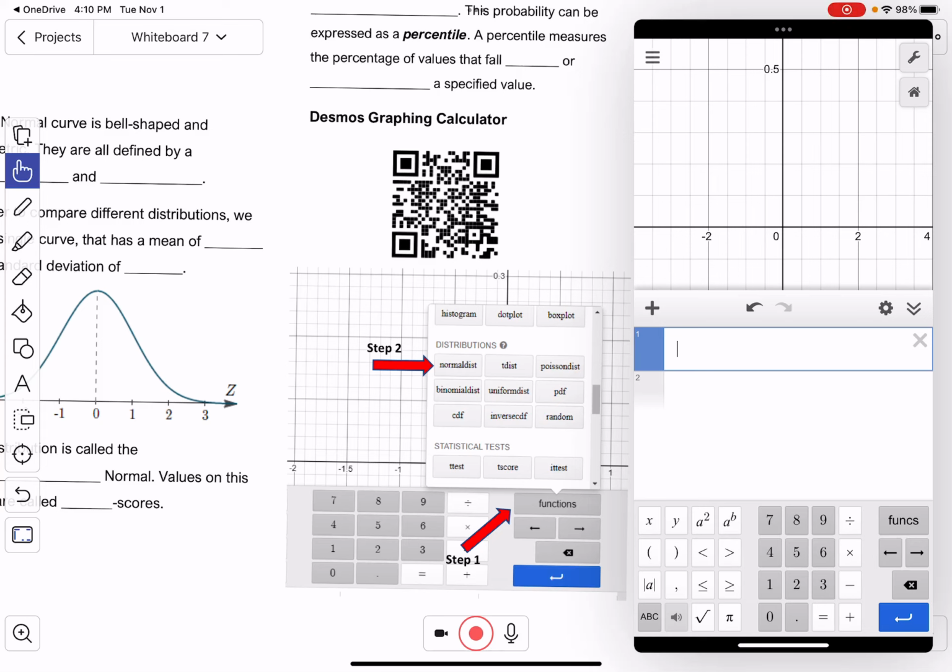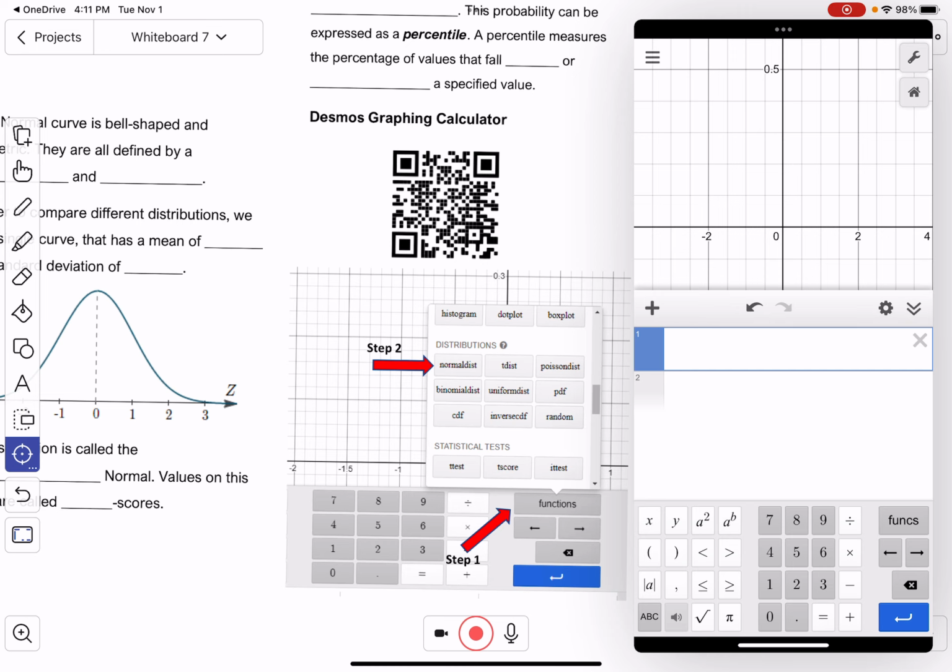All right, so now we're going to talk about how to actually find areas or percentiles underneath the normal curve. We're going to do it first using z-scores, and then we're going to go into using actual measurements of the normal distribution to find it. In order to do this, instead of using Excel, we're going to use the Desmos graphing calculator. If you want to, you can scan the QR code with your phone, and it'll bring up the calculator. We're going to use the normal distribution function, which is located under the functions tab right here.